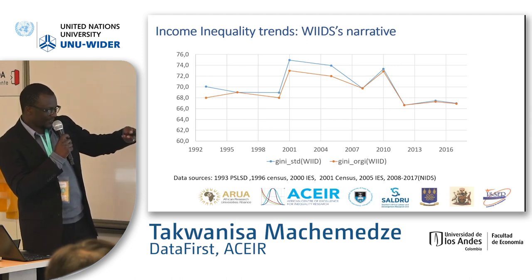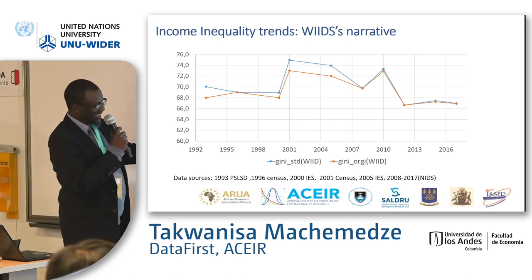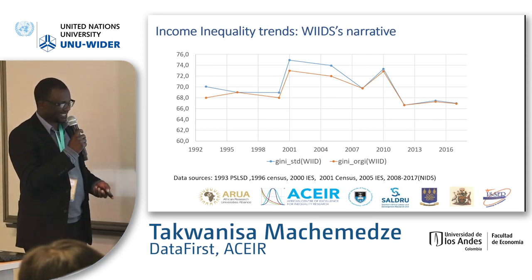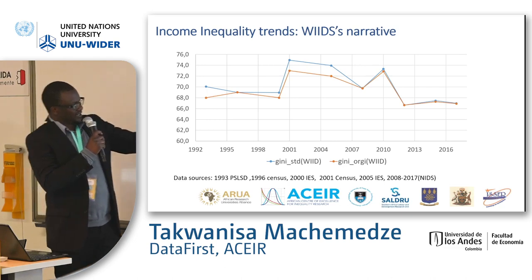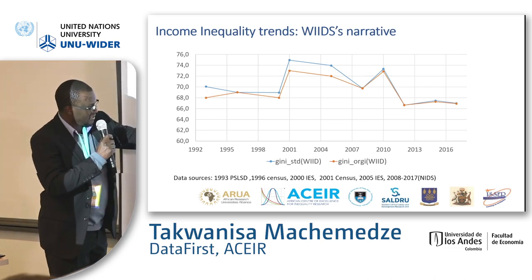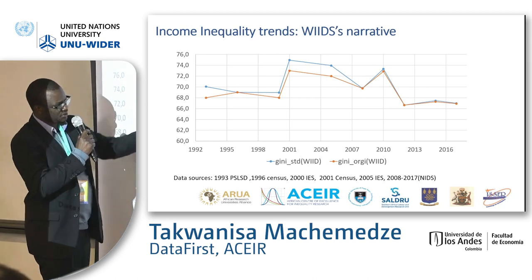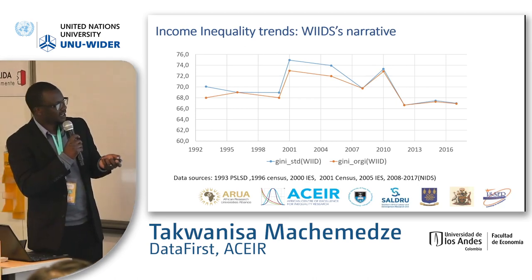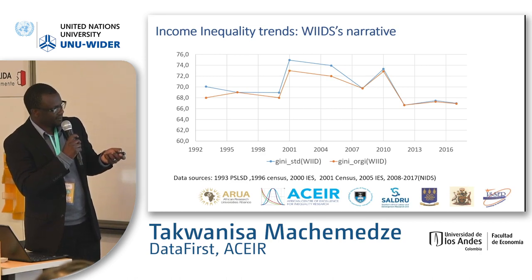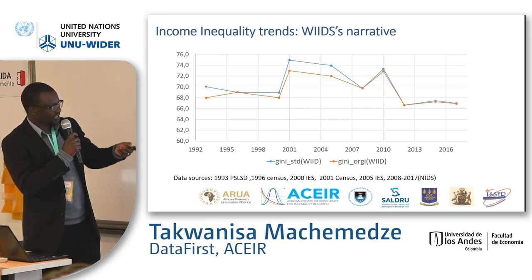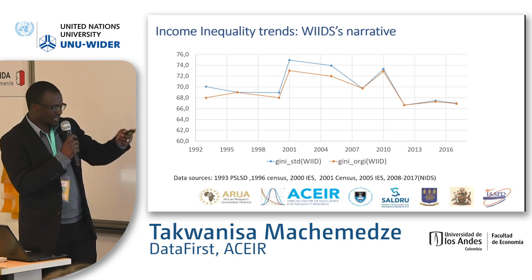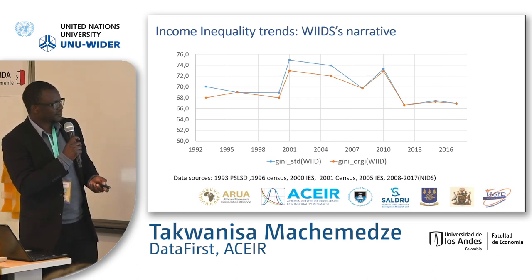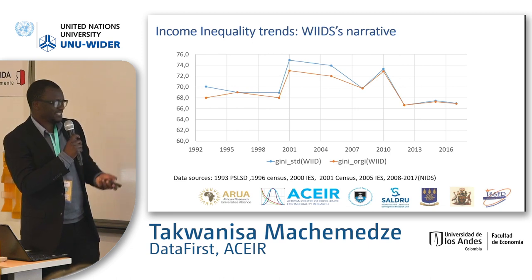Okay, so from this narrative, basically they're showing the same pattern, right? But in their case, in 1996, they used another survey. One of the issues they highlighted is that in 2000 they're using the IES, as well as in 2005, right? And the results show that even using the same series of surveys, inequality increased over that period. But whilst you're looking at it in general, they follow the same pattern.